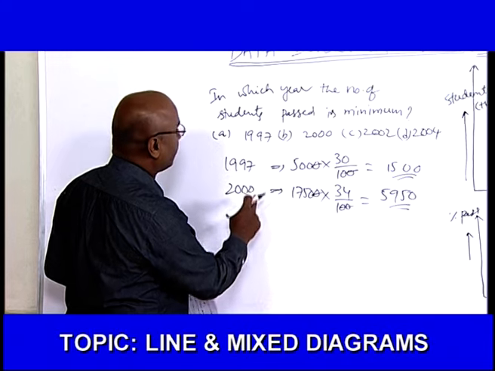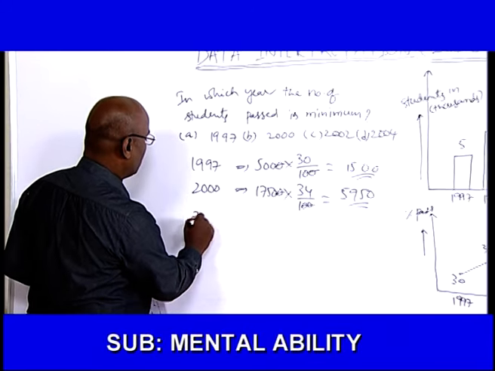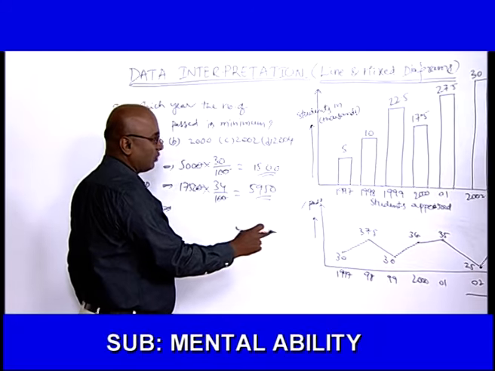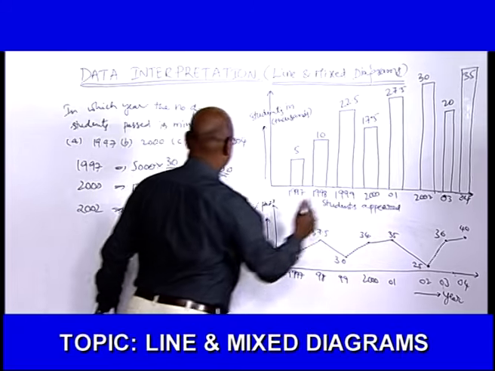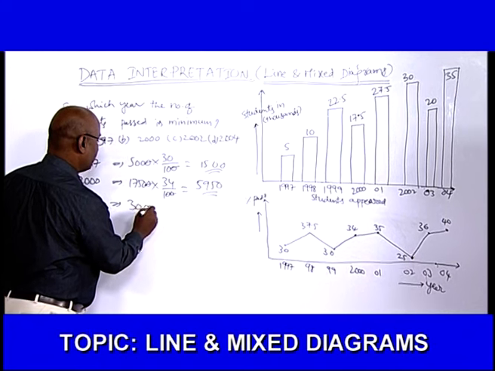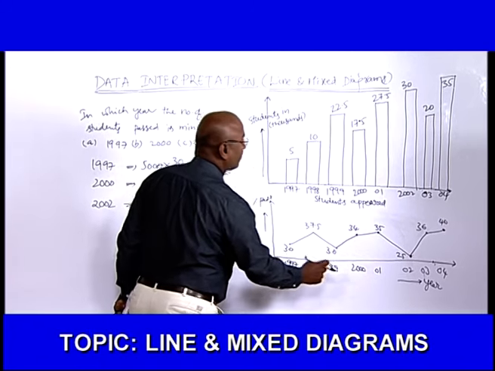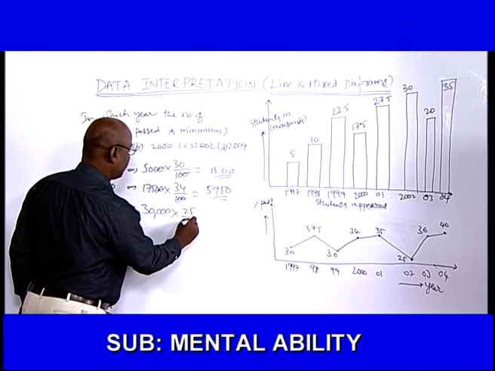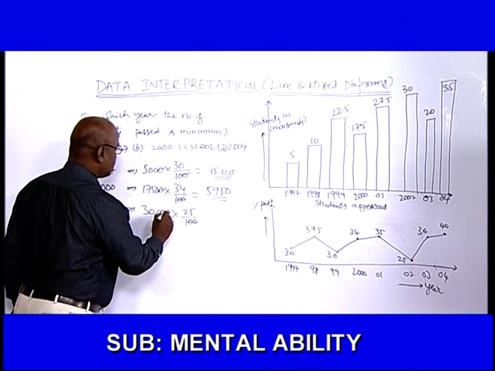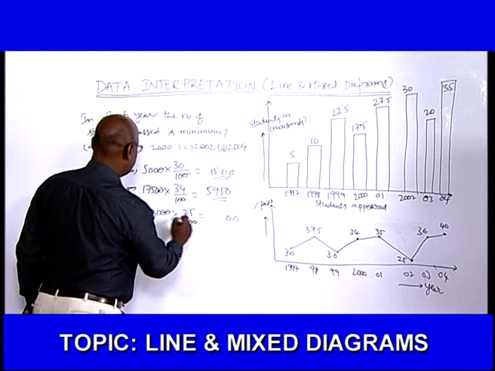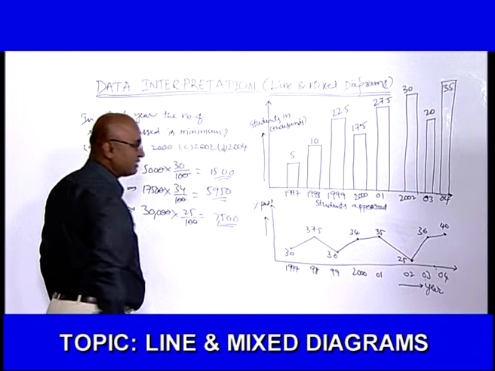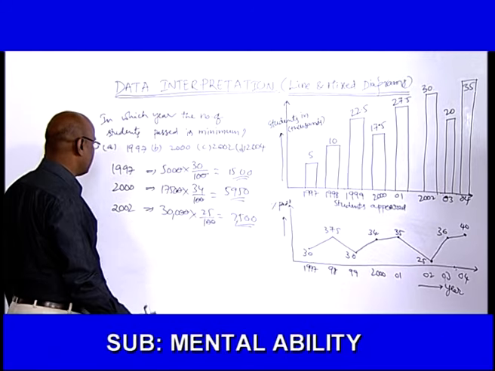నెక్స్ట్ ఇన్ ద ఇయర్ ఆఫ్ 2002 నంబర్ ఆఫ్ క్యాండిడేట్స్ పాస్డ్. 2002లో అప్పీర్ అయినటువంటి విద్యార్థుల సంఖ్య 30,000. సో 30,000 ఇంటూ పాస్ అయిన విద్యార్థుల సంఖ్య 2002లో 25%. సో 25% ఆఫ్ 30,000. దట్ ఈస్ ఈక్వల్ టు 2 zeros cancelled and 25 3s are 75. So 7,500 number of students are passed in the year 2002.